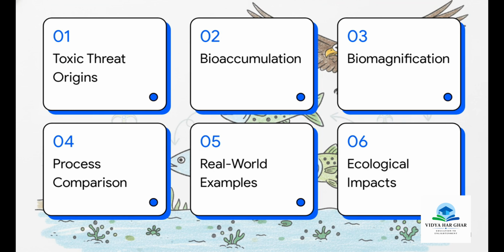Here's our agenda for today's explainer. Section 1, the invisible toxic threat. Section 2, bioaccumulation. Section 3, biomagnification. Section 4, comparing the processes. Section 5, real-world examples. And finally, Section 6, ecological and health impacts.